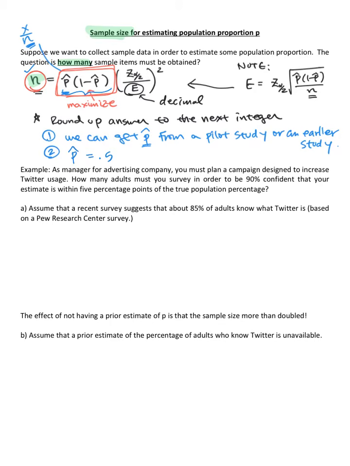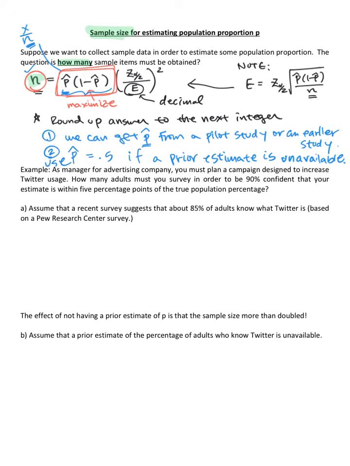Okay, so we're going to be using p hat is 0.5 if, okay, so I'm going to put this one: use p hat equals 0.5 if a prior estimate is unavailable.